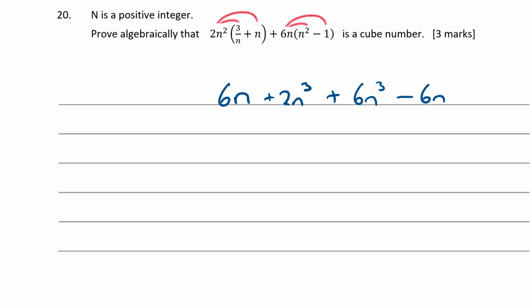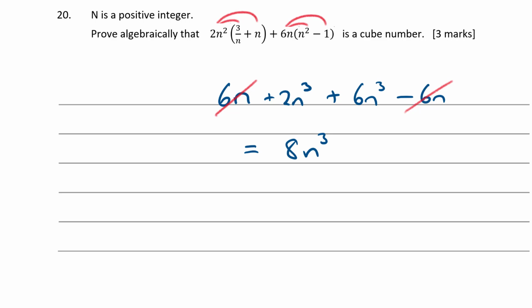Okay? So I can immediately see I've got a 6n at the front and a 6n at the back with different signs. They're going to cancel each other out. And that leaves me with 2n cubed plus 6n cubed, which is 8n cubed. Okay?